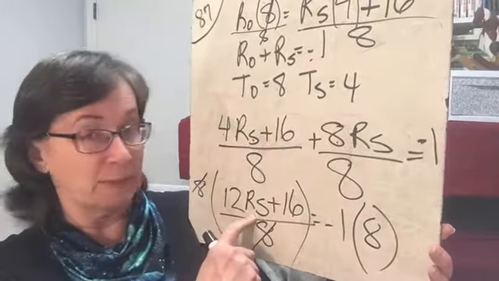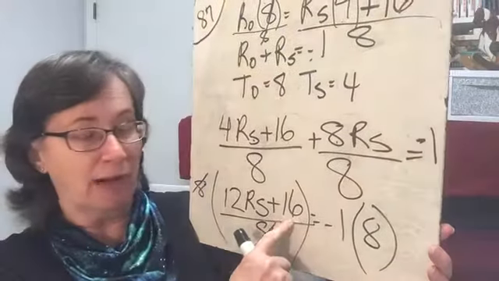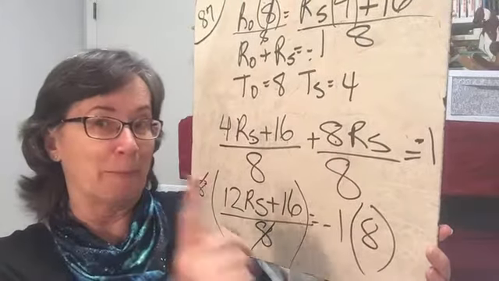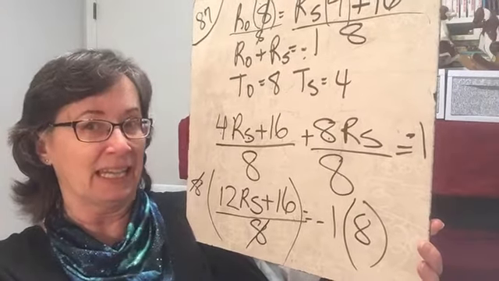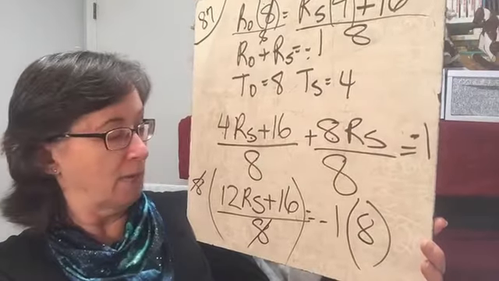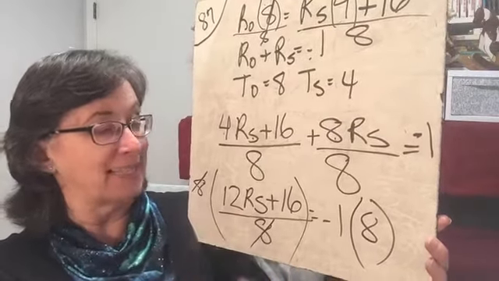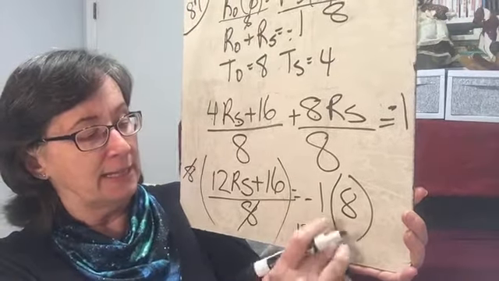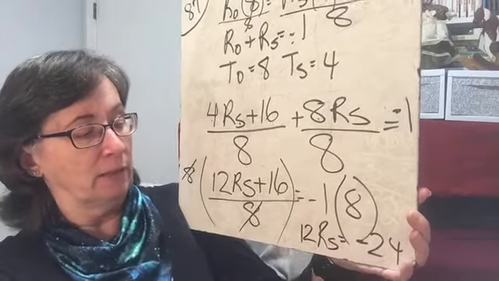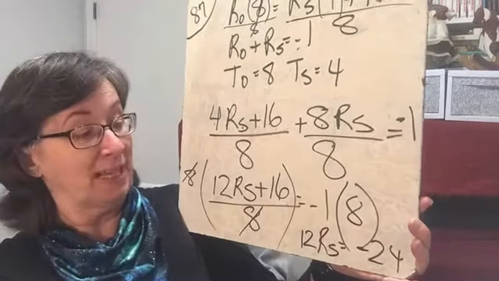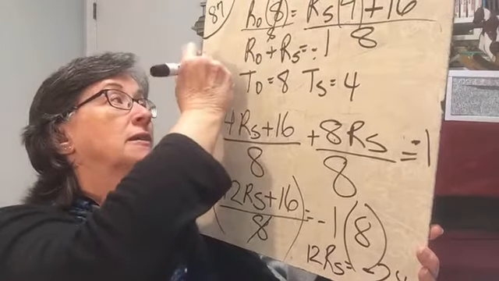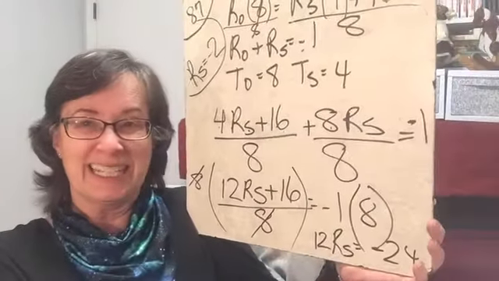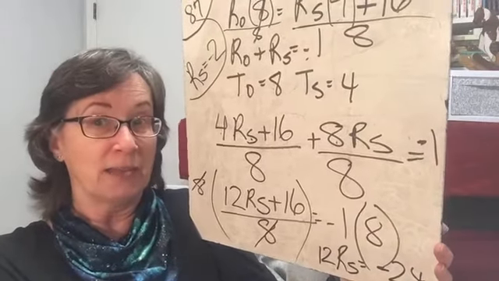But I want r sub s by itself. So I'm going to subtract 16 from both sides. And when I do so, negative 8 minus another 16 is going to be a negative 24. Okay, so now I've got 12 r sub s is negative 24. We'll divide both sides by 12, and I get r sub s is negative 2. Now, we're going to check these in a minute, but I don't want you to get stuck in a rut as to only one way to do this, okay?